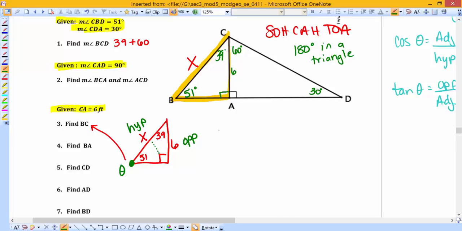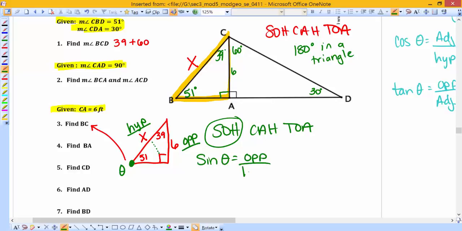So when I am using SOHCAHTOA, I'm writing this again. SOHCAHTOA is going to help me determine if I'm going to use sine, cosine, or tangent. Since I have opposite and hypotenuse, I'm going to use sine because it uses opposite and hypotenuse. So sine of theta equals opposite over hypotenuse.